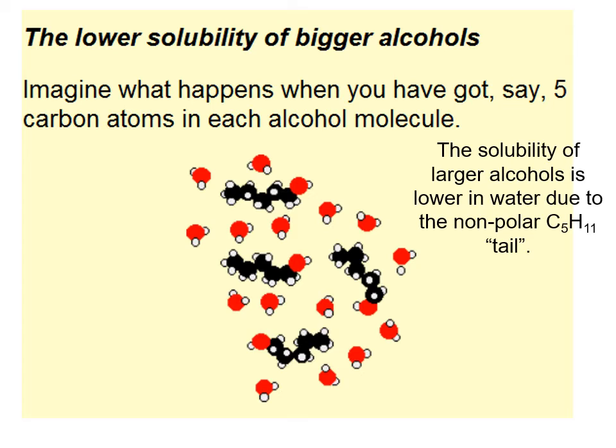However, let's see what happens when we use larger molecules. So for example, pentanol, which is C5H11OH, we still can form intermolecular hydrogen bondings, but now we have this big, long, nonpolar tail. And so this nonpolar tail part is not soluble in water. So that means that as we make the chain longer and longer, the solubility of the larger alcohols goes down.